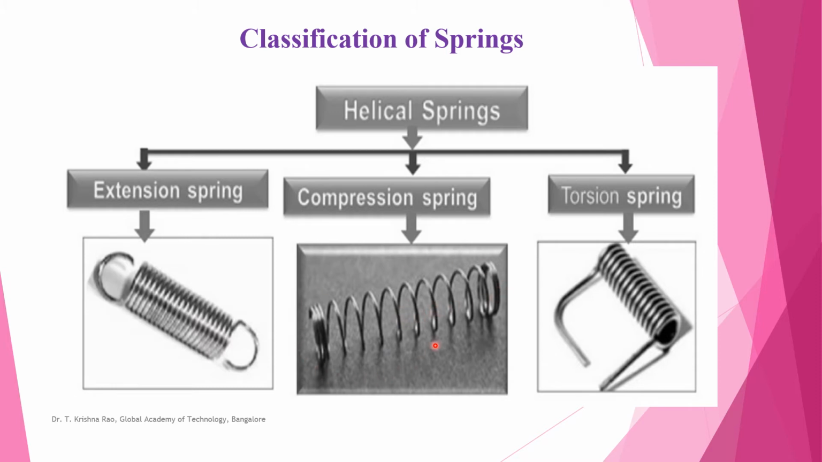This is a typical spring used in your ballpoint pen. When you press the ballpoint pen, the spring will compress and push the writing part outside. Then we have a torsion spring used in clips, and where we want torque, such as door closures and all that.